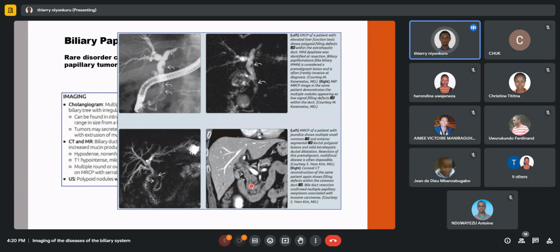On this coronal contrast image, you can appreciate the common bile duct from proximal, but when you arrive at this level, there is a filling defect which appears as nodular soft tissue density adhering to the wall, suggestive of biliary papillomatosis. It has a high risk of malignant transformation, which can result in invasive carcinoma.